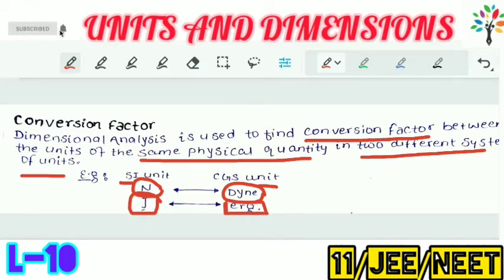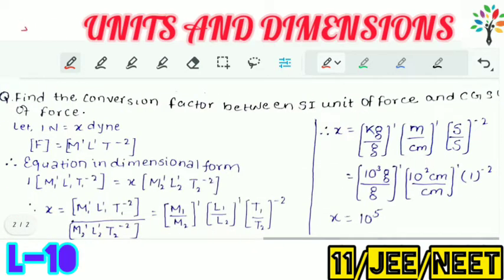So how does this conversion occur? How is the unit of force converted into the unit of dyne? How does it happen? Let us see. So we will take an example, right? Here we have to find the conversion factor between SI unit of force and CGS unit of force. So let us see how it happens.